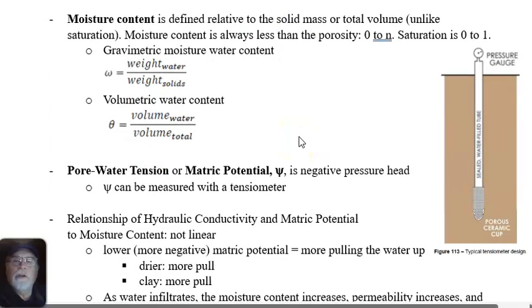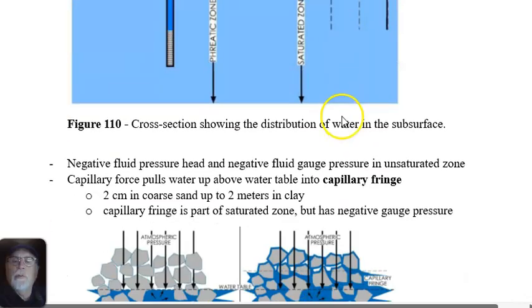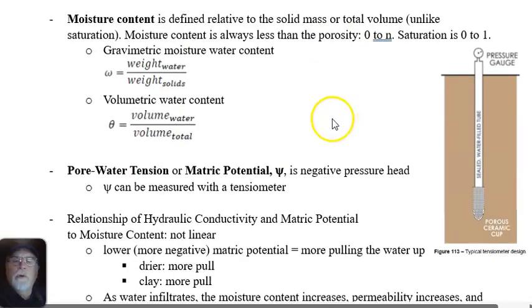Defining the moisture content, it can be defined relative to the solid mass or the total volume. So there are different terms for that. The gravimetric water content is the weight of the water divided by the weight of the solids. The volumetric water content is the volume of the water over the total volume. Remember, the saturation goes from 0 to 1 or from 0% to 100%. The volumetric water content goes from 0 up to the porosity.